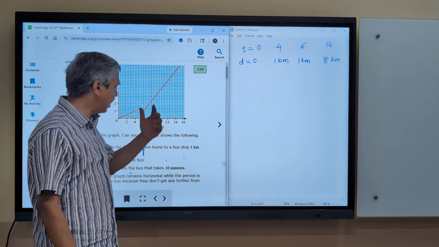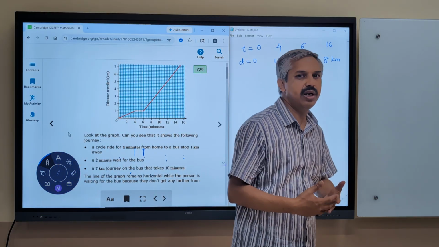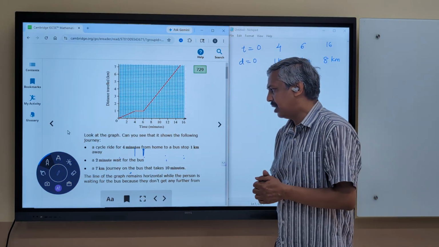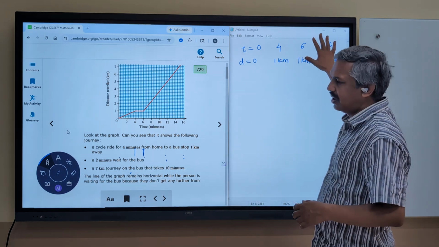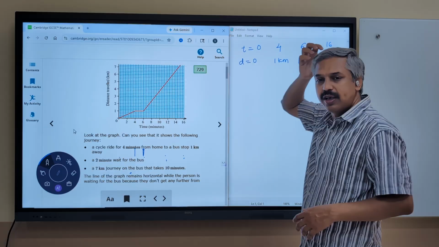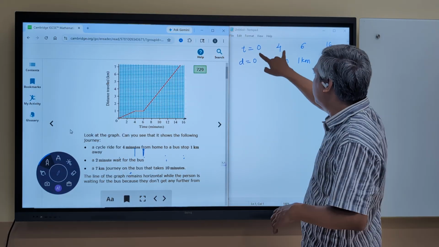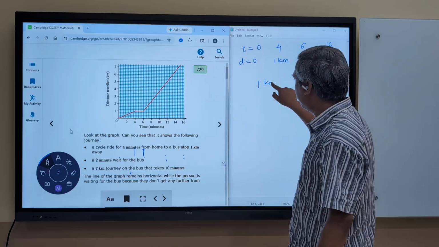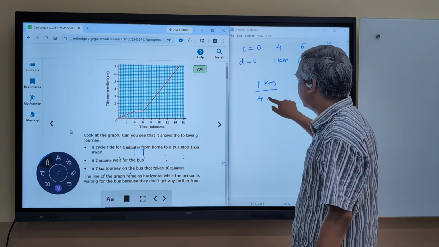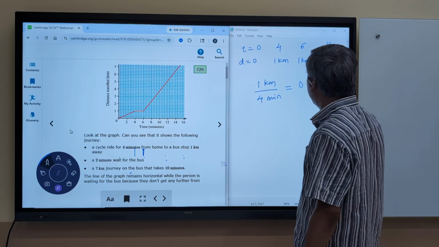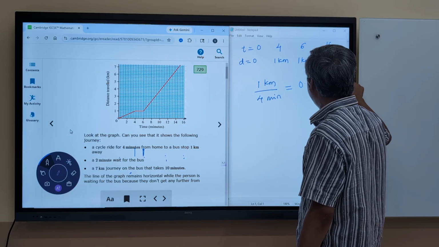From this graph, we can conclude or deduce a lot of things. A lot of information can be found from this. What is that information? First is this. Using this information, I can calculate what the speed will be in the first 4 minutes. It is traveling 1 kilometer in 4 minutes. So the speed is 0.25 kilometer per minute.